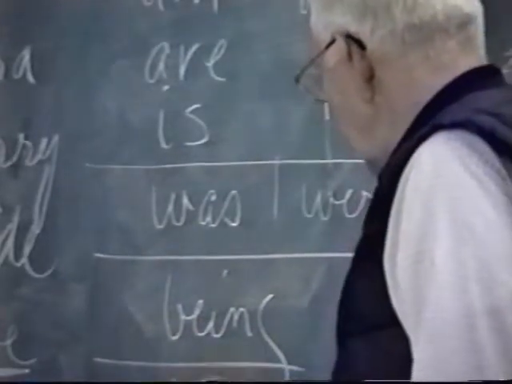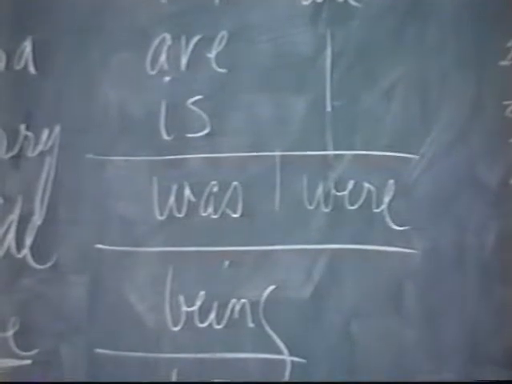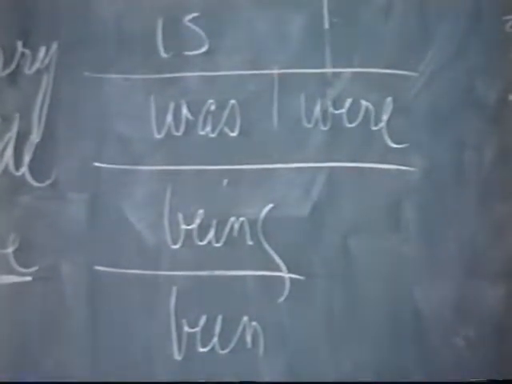And then for the past participle, I say I have been. Australian English, I have been. What would be common in Canadian English? I have been or I have been? Been. Okay.